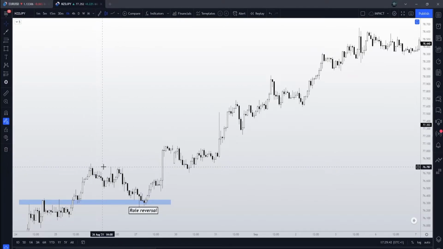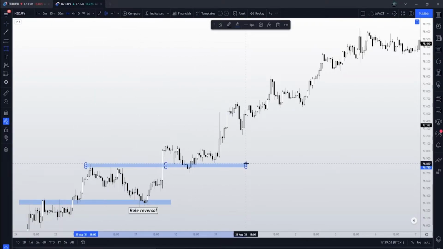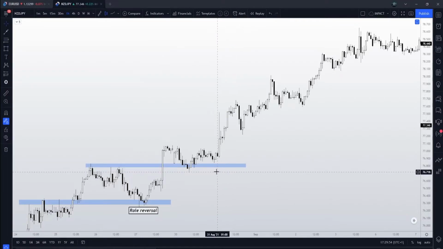This is an area where sellers are taking over and pushed price down. All we need to do now is draw a horizontal level at the high, extend it to the right and use it as a reference point later in time. And as you can see, price came back to that zone and changed the role of that zone. It changed from being a resistance zone to being a support zone.